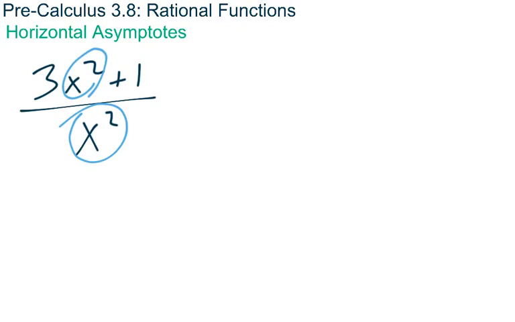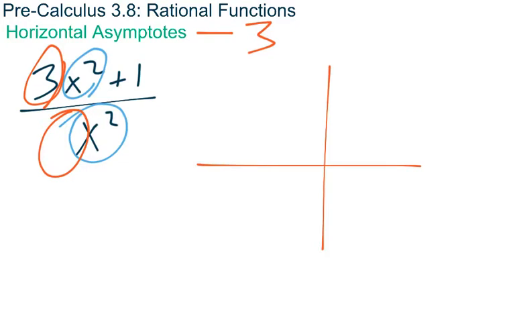And here's the easy way to find it. The simplest way is to just look at the ratio of the coefficients. So in this case, the horizontal asymptote will be at 3. If you were to graph it out, you would realize there would be a horizontal asymptote at that point, at 3.